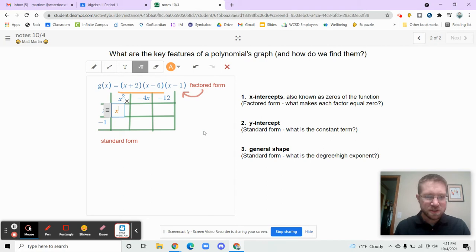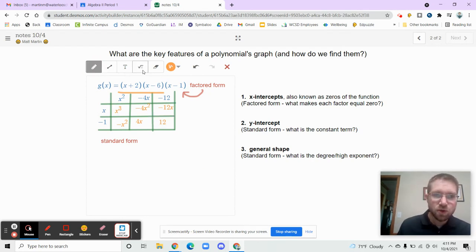X times x squared is x to the third. X times negative 4x would be negative 4x squared. X times negative 12 would be negative 12x. And we're done with the first row. Then negative 1 times everything. Well, that's easy enough. Negative 1 times x squared is negative x squared. Negative 1 times negative 4x will be positive 4x. Negative times negative is positive. And likewise, we'll have 12 on the end here.